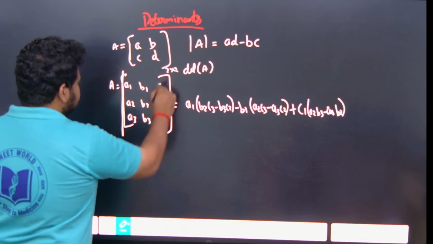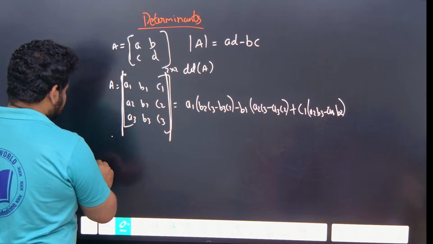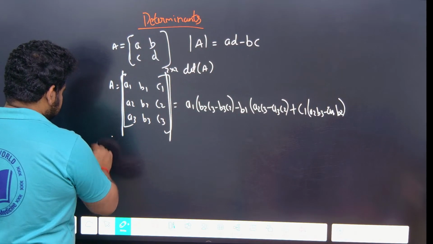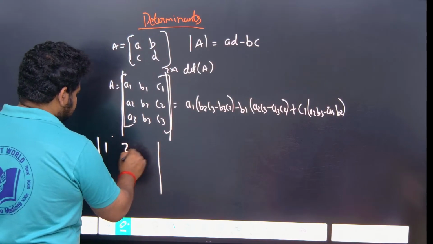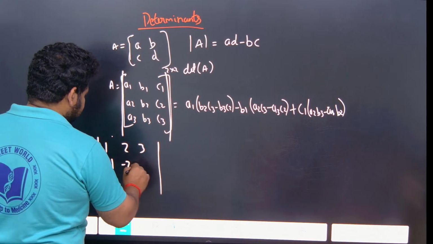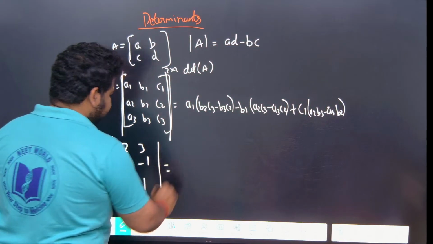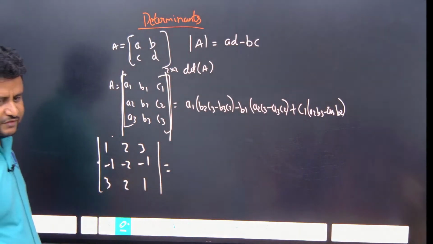Now, given an example, if I ask you to find the det of this matrix, 1 2 3, minus 1 minus 2 minus 1, 3 2 1, find the det of this matrix and tell me.